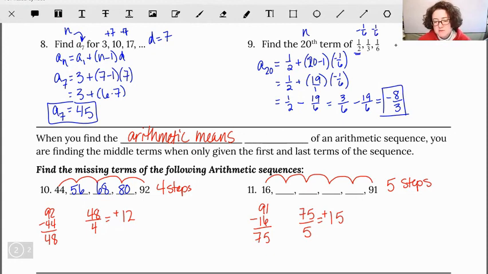So 16 plus 15 gives me 31, plus another 15 gives me 46, plus another 15 gives me 61, plus another 15, 76.